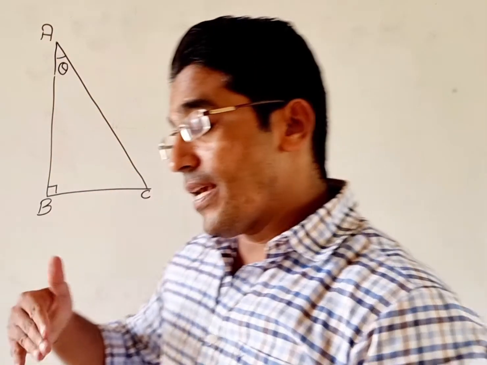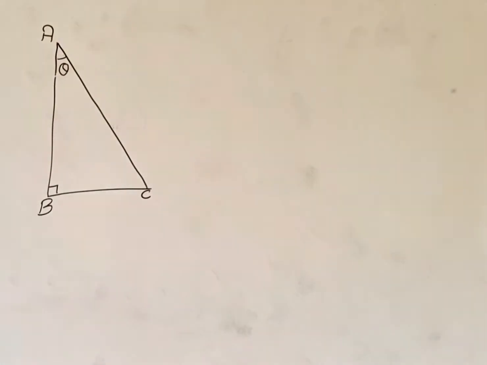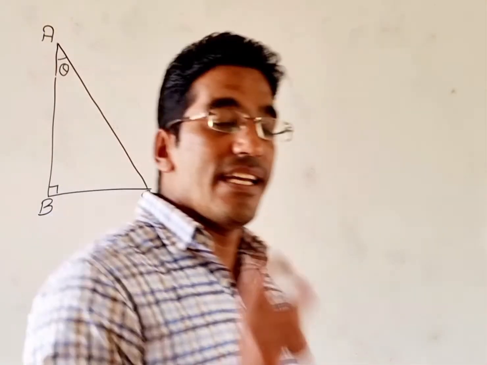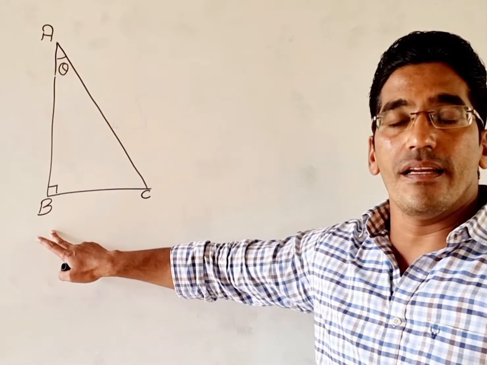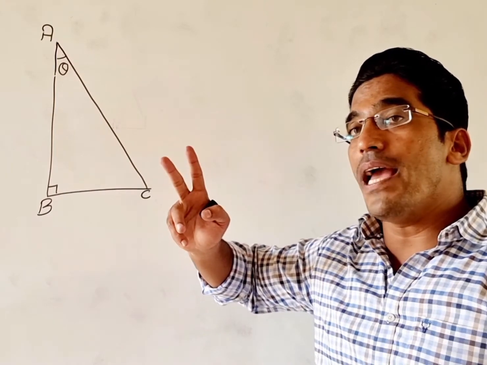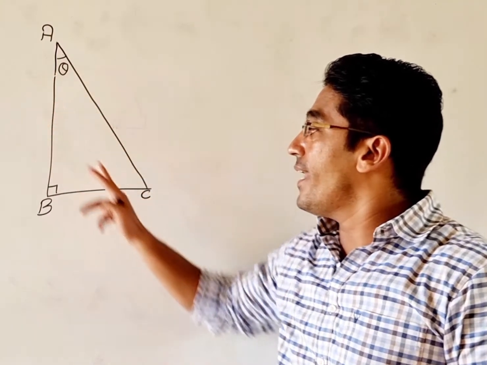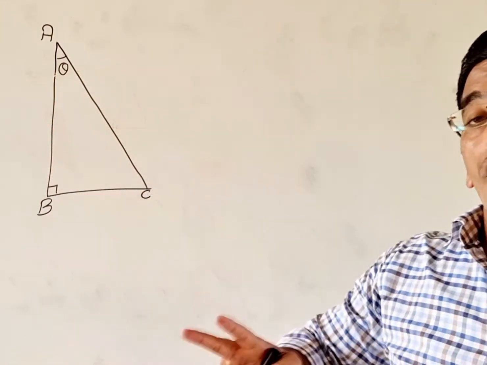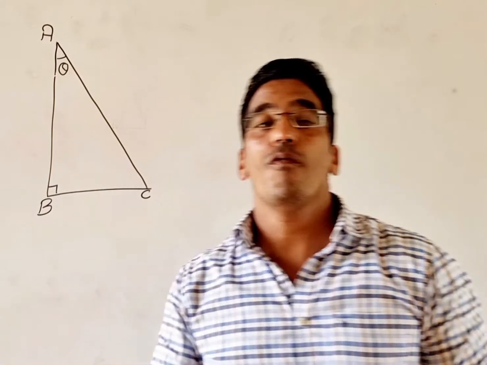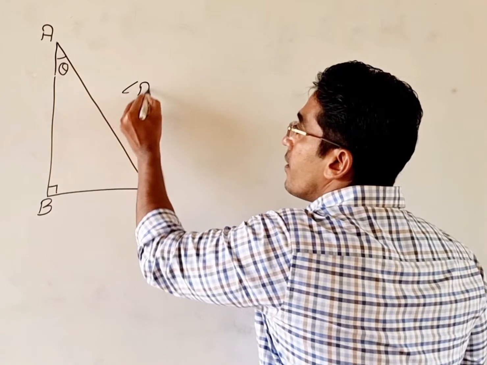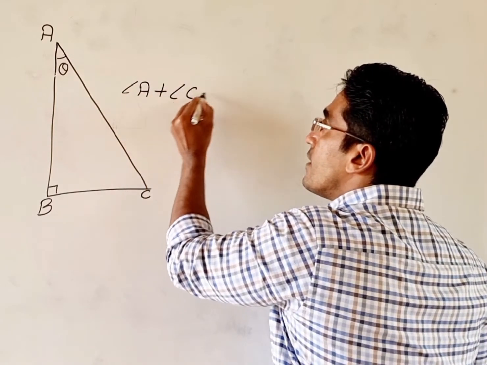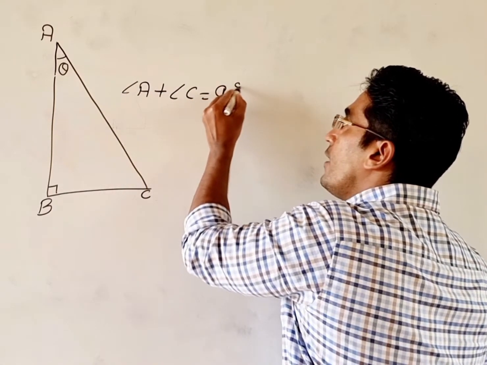Now, the second thing I told you was that in a right angle triangle, excluding the angle which is 90 degree, that is in this case angle B is 90 degree, what are the remaining two angles? Angle A and angle C. Sum of these two angles is always 90. So what I know, angle A plus angle C is equal to 90 degree.